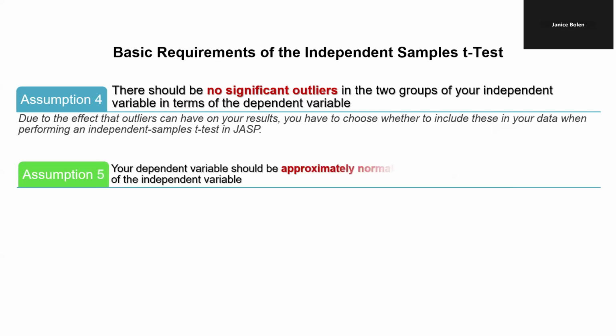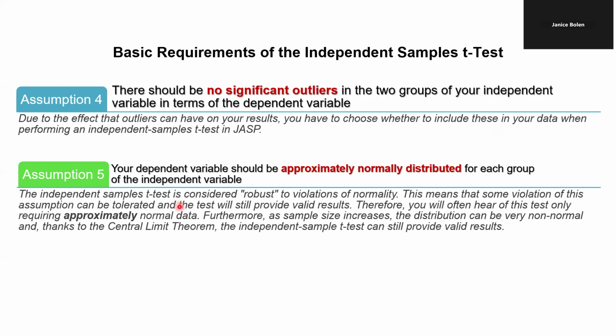For the next assumption, your dependent variable should be approximately normally distributed for each group of your independent variable. Here, keep in mind, we are just approximating. Now, the independent samples t-test is considered robust to violations of normality. This means that some violations of this assumption can be tolerated and the test will still provide valid results. Therefore, you will often hear of this test only requiring approximately normal data.